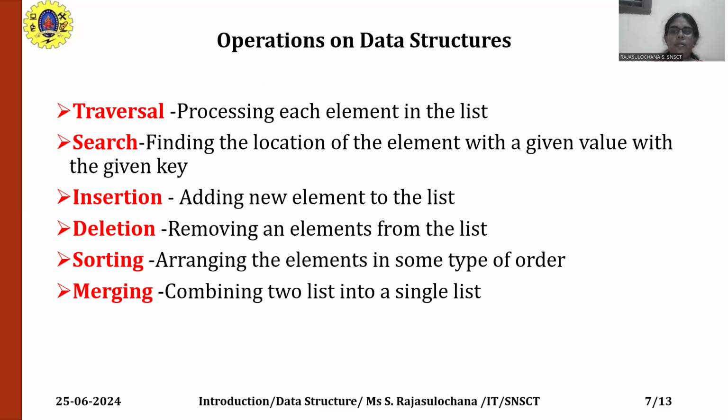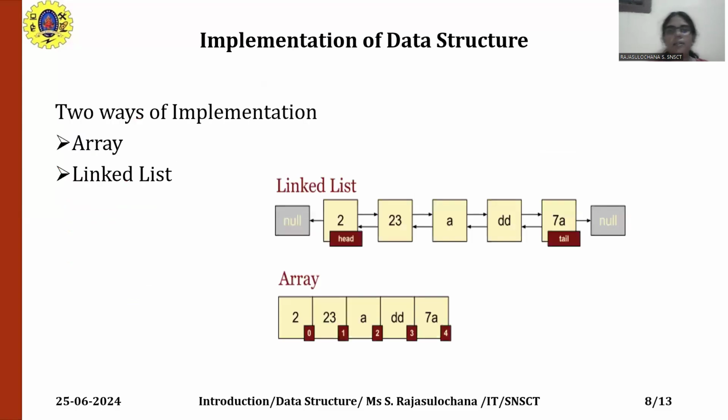We have one different operation like sorting. Probably you should be aware of this too. Sorting is about arranging the elements in some type of order. By order we mean either the elements can be arranged in ascending order, or in descending order. The last operation on data structure is merging. Merging is combining, as the name indicates, two lists into a single list.